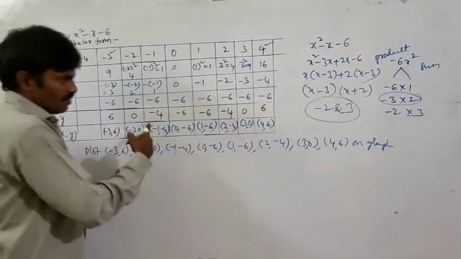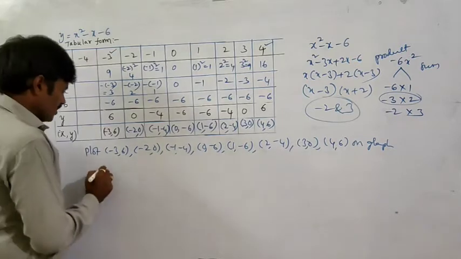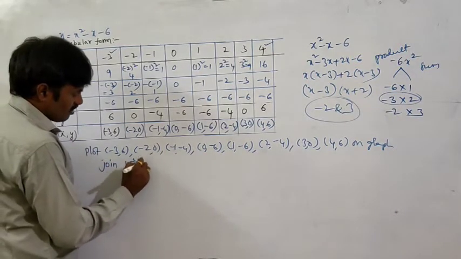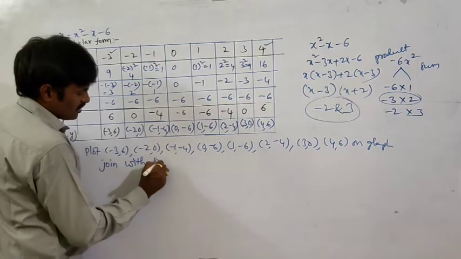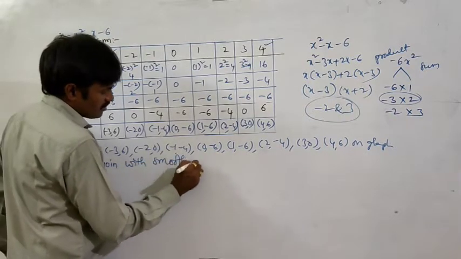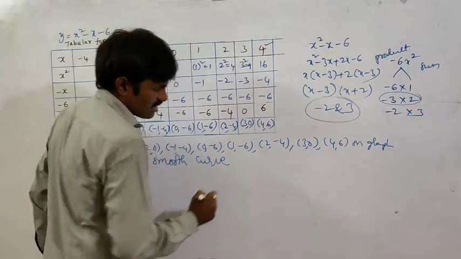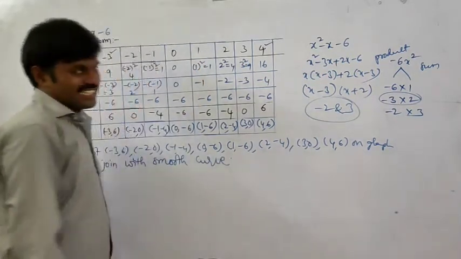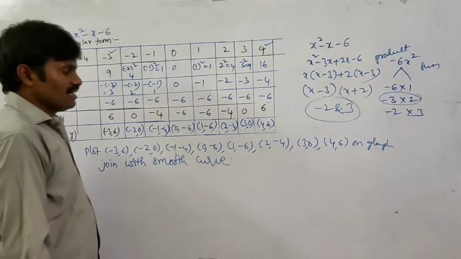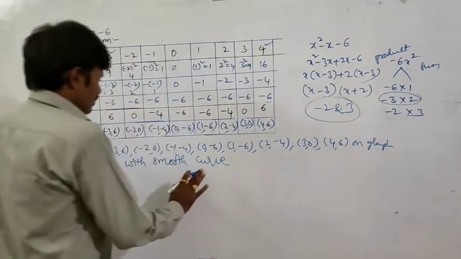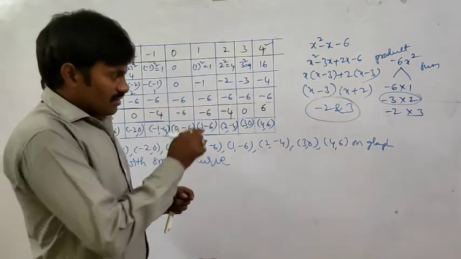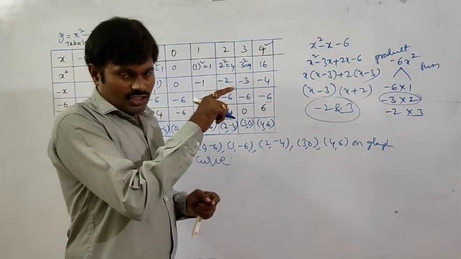I will plot the above points on the graph sheet. Join with a smooth curve. Join all those points with a smooth curve. Smooth curve means free hand. Don't use a scale to join all points. Okay. If you do like that, it is a mistake. After that, the graph, which shape did we get?